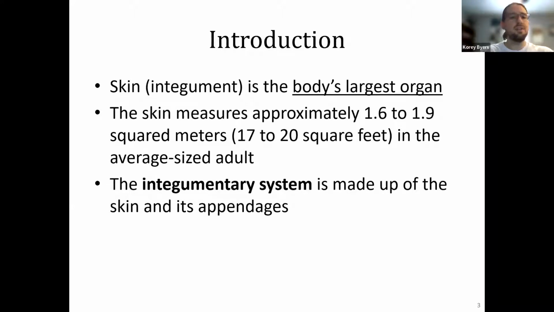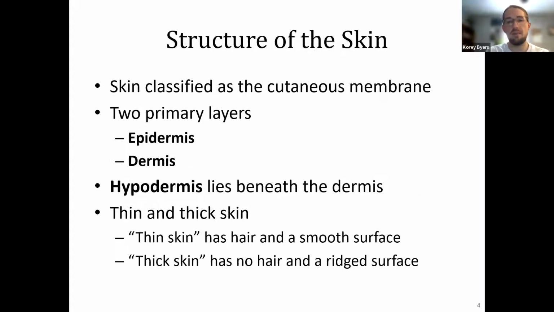So the skin is your largest organ. It's kind of morbid to think about, but if you were to take the skin off and stretch it out, it would measure around 2 meters, which is around 20 square feet. So it's pretty large. It is our complete outer boundary covering our entire body. The integumentary system itself is made up of not just the skin, but all of its appendages.